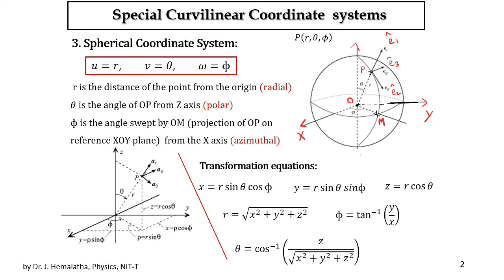And to find phi, we can use the first two transformation equations. Sin phi divided by cos phi can give you tan phi. So I am going to divide the second equation by the first one. By doing so, r sin theta gets cancelled. I get tan phi is equal to y by x, so phi is equal to tan inverse of y by x. So these three equations are the transformation equations which are helpful to transform the rectangular coordinate system into the spherical coordinate system.